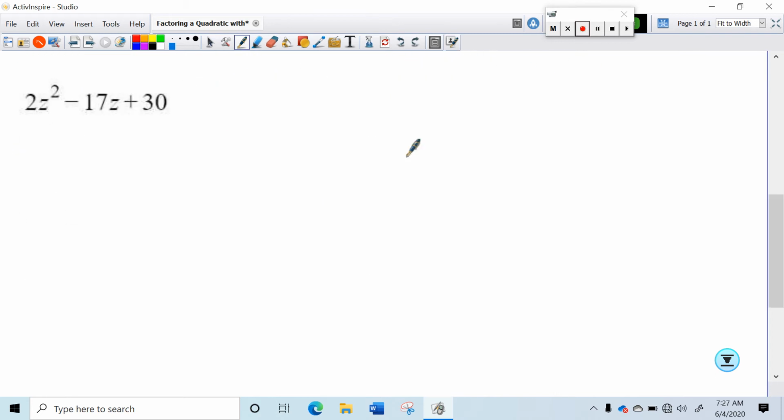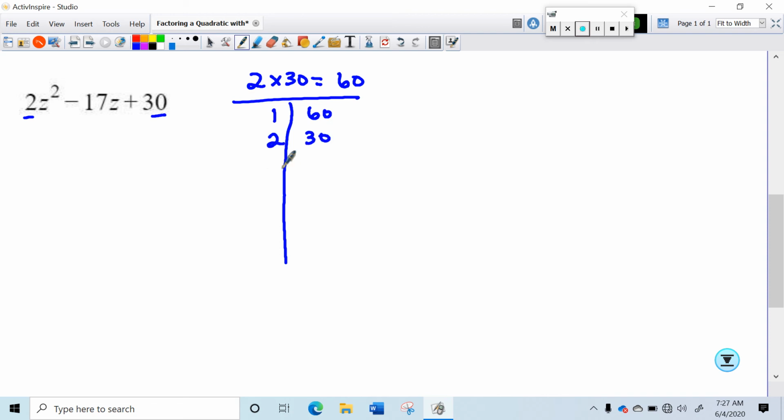Okay, multiply the first and the last numbers. 2 times 30 equals 60. 60 divided by 1 is 60. 60 divided by 2 is 30. 60 divided by 3 is 20. 60 divided by 4 is 15. 60 divided by 5 is 12. 60 divided by 6 is 10. 7 doesn't work. 8 doesn't work. 9 doesn't work. And we have 10.